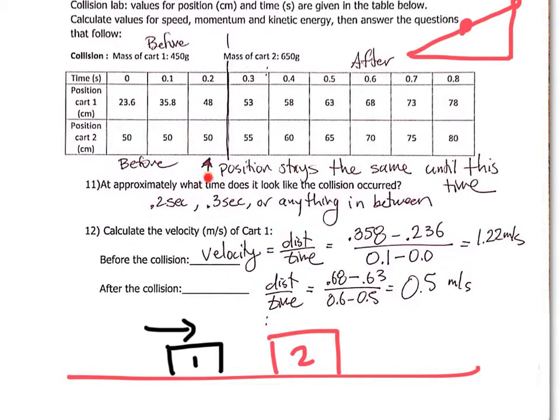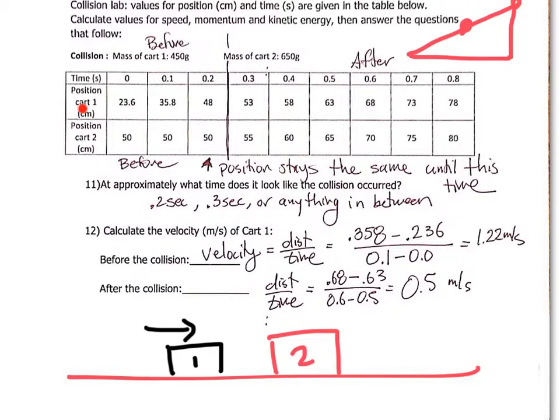And then somewhere between here and here, the carts collide, and then notice how their positions increase, so they're both moving off to the right, and they're actually moving at the same speed. This is 2 less than this, 2 less than this, 2 less than this. So at approximately what time does it look like the collision occurred? That's somewhere between here and here. So if you said 0.2 seconds, 0.3 seconds, anything in between, that would be perfect.